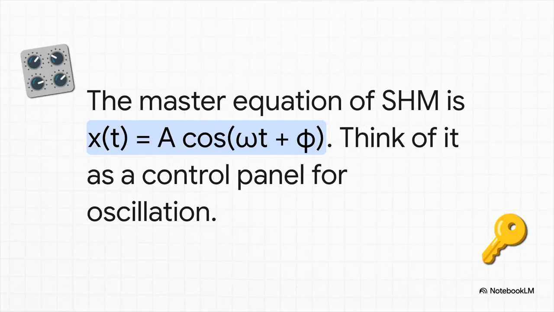And here it is. This is the code itself. This is our master equation. Now, I know what you're thinking, but don't let the symbols intimidate you. Seriously, don't think of this as a problem you have to solve. Think of it more like a control panel. It's got three simple dials, A, omega, and phi. And these dials let us describe and predict literally any simple harmonic motion in the entire universe.